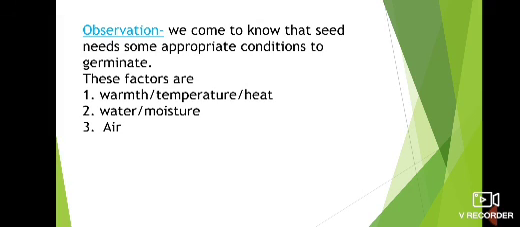So we come to know that if any one factor is missing, then the seed will not germinate. What we observe in this case is that the seed needs some appropriate conditions to germinate. These factors are warmth, water and air. Yes, these three conditions are very necessary for germination.